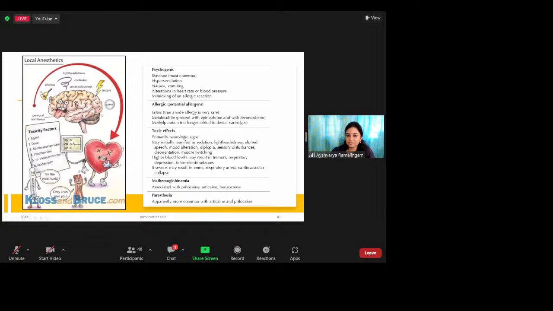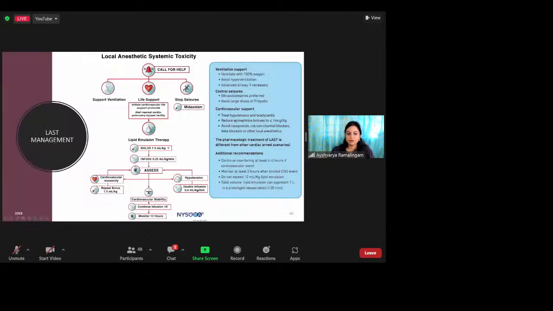The other side effects, as we already discussed, are allergic side effects, methemoglobinemia, and paresthesia. Coming to local anesthetic systemic toxicity, the first thing is that we have to support the ventilation. It goes on the ABC protocol. And then for stopping the seizures, it's better to use benzodiazepines. It is better to avoid propofol.